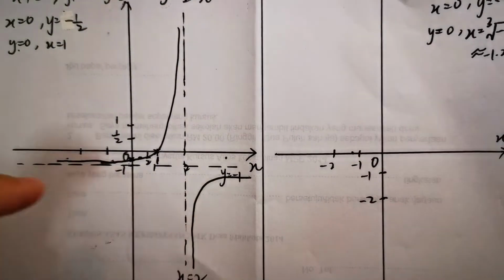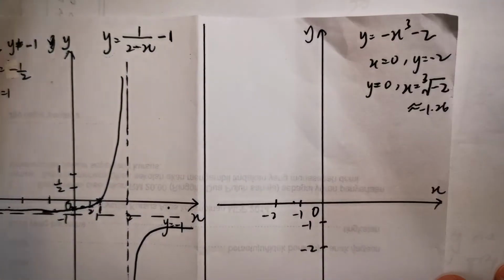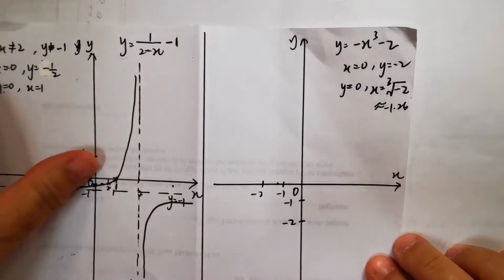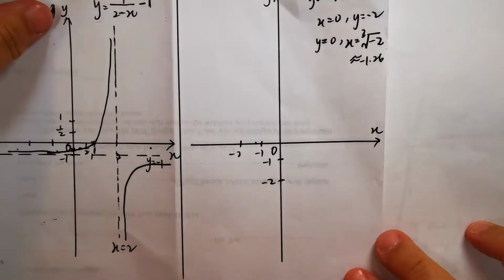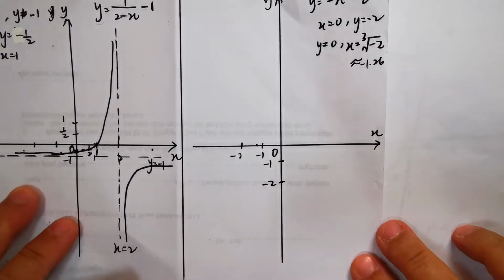Okay, so the first graph is like this. So let's look at the second graph. We will see the second graph. The second graph is y equals negative x cubed minus 2.